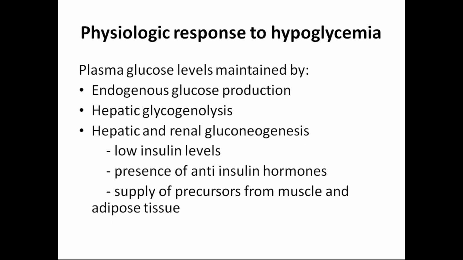So, what's the response of the body to hypoglycemia? What does the body do when there are decreased glucose levels? First, we will see how the normal glucose levels are maintained. First, there is endogenous glucose production. We take the food and there will be digestion, through which glucose is produced, and it circulates in the body. So that is one. Second is hepatic glycogenolysis.